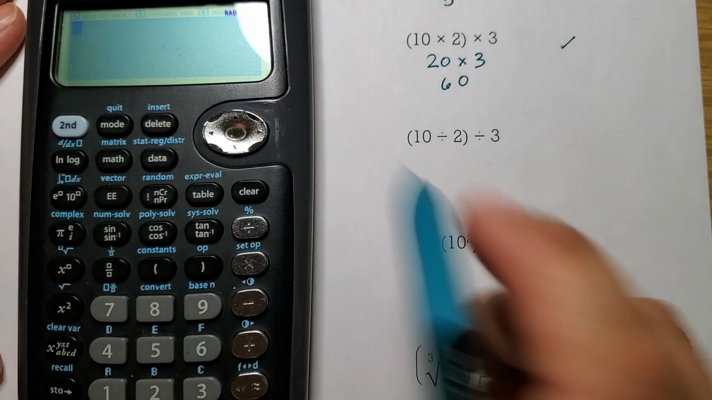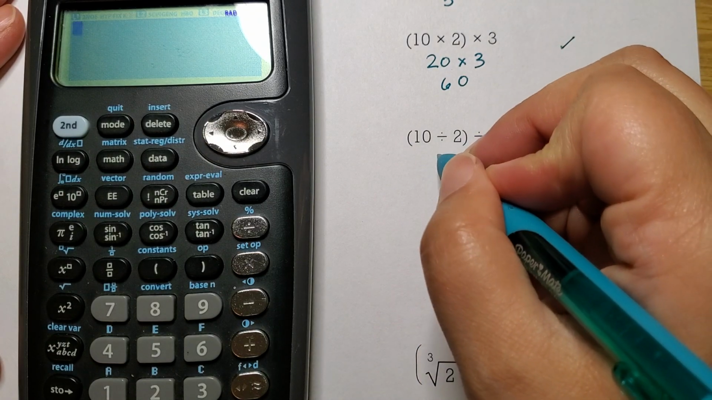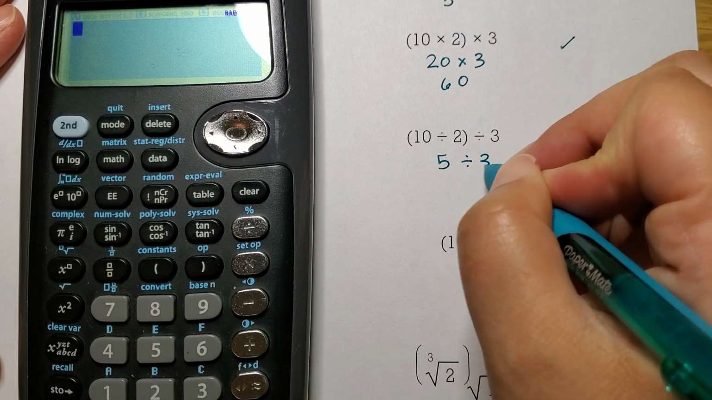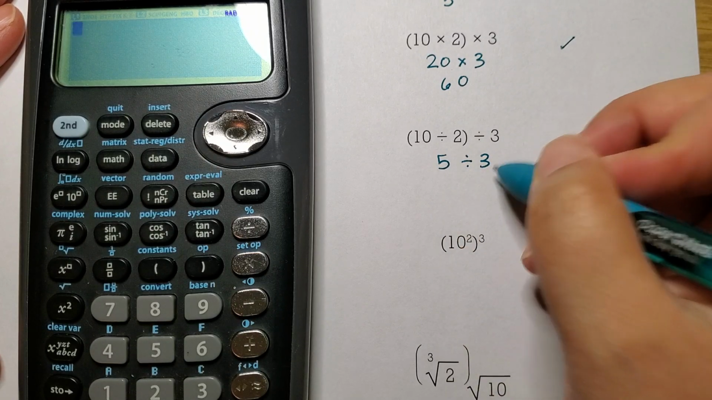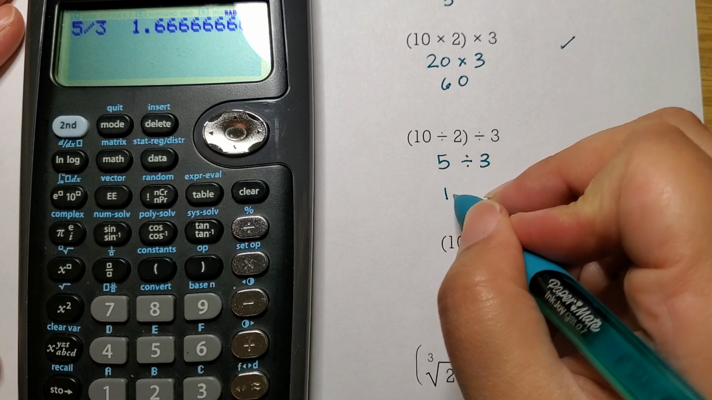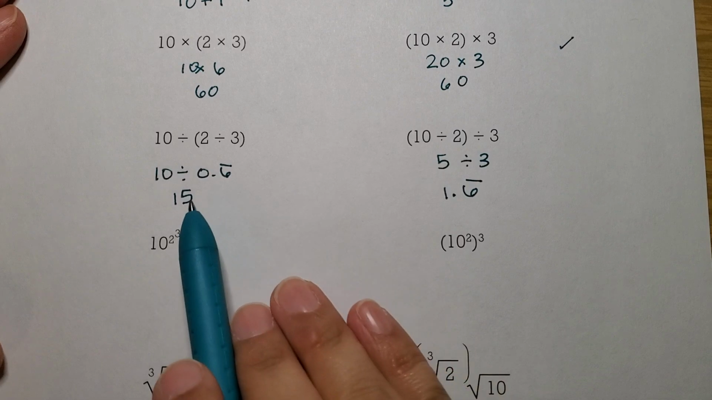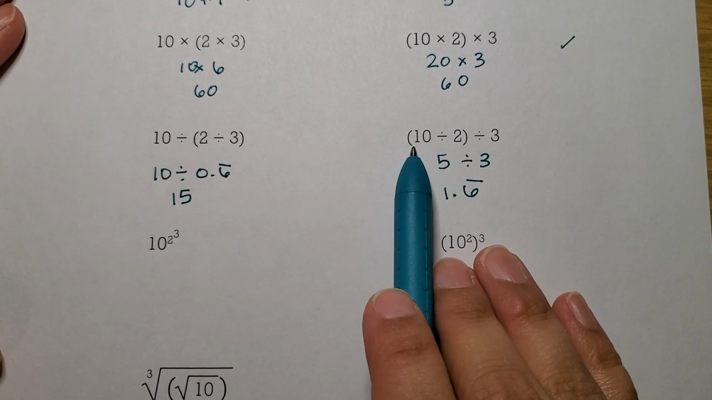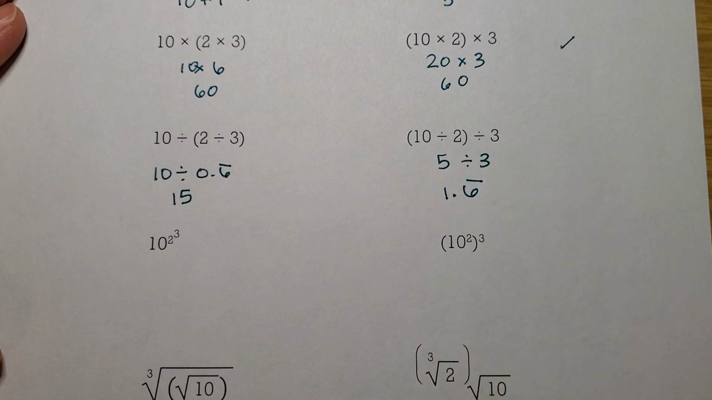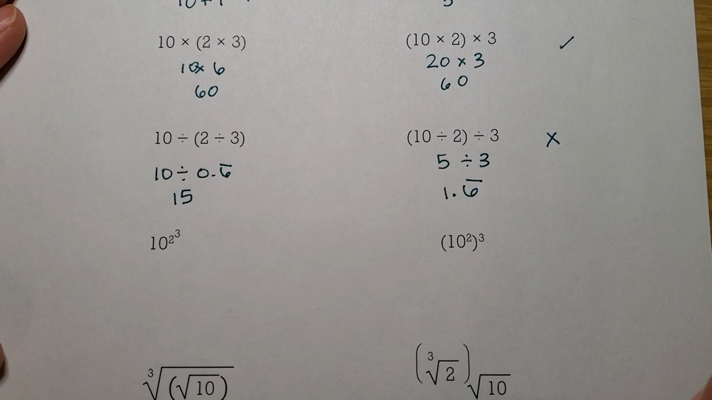All right, let's try on the right-hand side here. So now we have 10 divided by 2. I know that's 5. And now we got to divide that by 3. It's not 15. So it looks like since we changed the grouping for division, we did not get the same thing. So it looks like dividing is not associative.